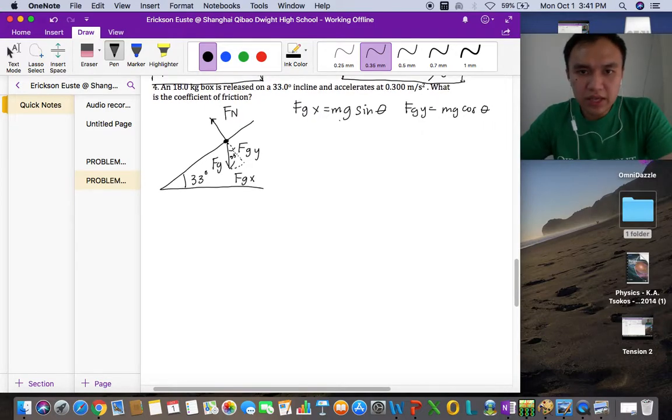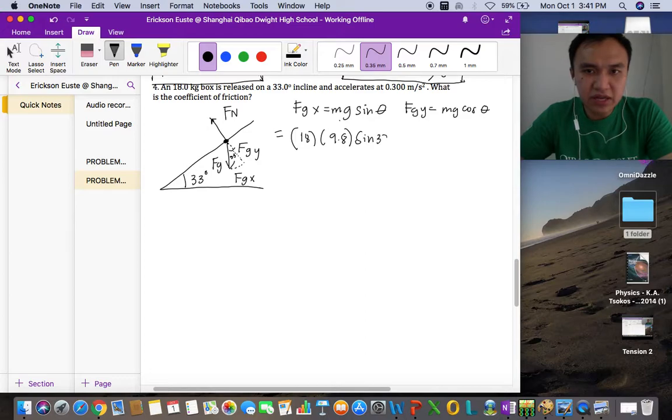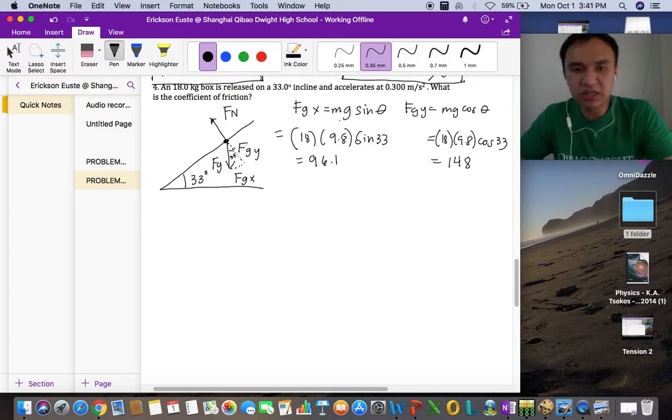Next, basically we have 18 times 9.8 times sine 33, and the answer for that one is 96.1. This is the component for the x-axis. And this one will be 18 times 9.8 cosine 33, so the answer for this is equal to 148. All right, that's great.